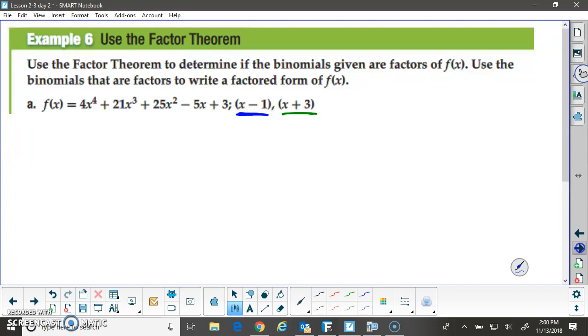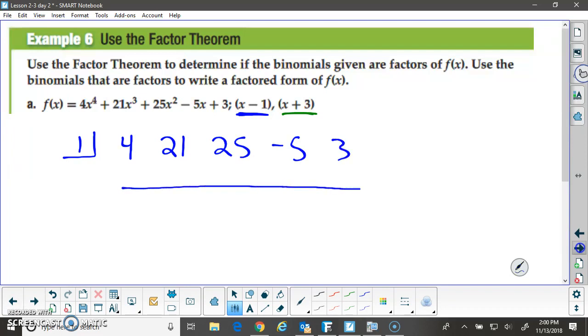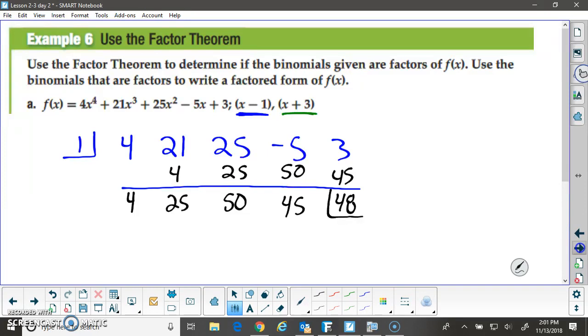So let's divide by x minus 1 using synthetic division. I'll put 1 in my box, my coefficients listed out here. Doesn't look like I'm missing any coefficients. Let's see if we get a 0 at the end. That's a 50 right there. I should probably make that a little bit more clear. There it is. So since we did not get 0 at the end, we're going to say that x minus 1 is not a factor.